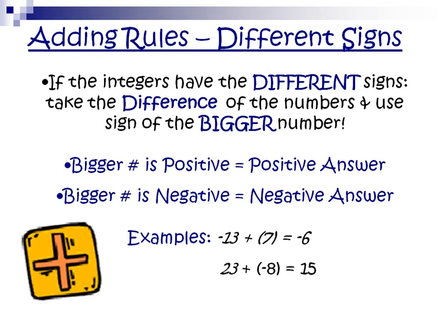Next, let's try 23 plus negative 8. Here again, the 23 is positive and the 8 is negative, so we have different signs, so we should subtract. Now here 23 is the larger number and it's positive, so that's why our answer is positive 15.